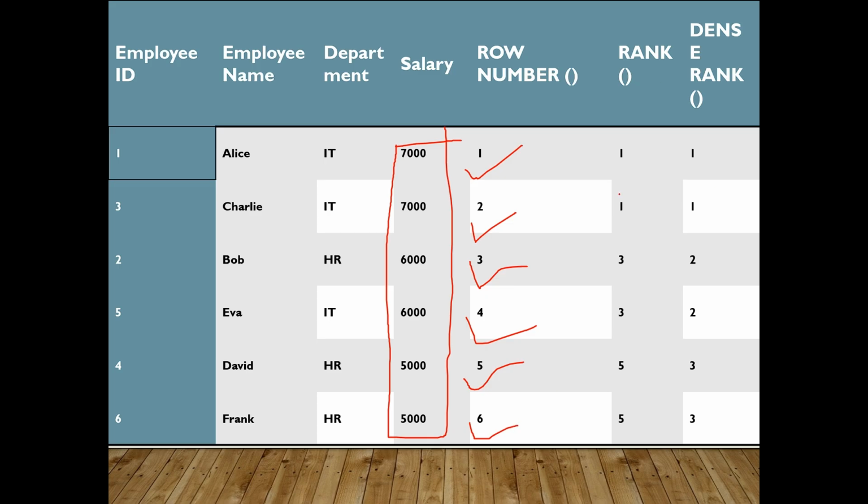In RANK, here you have seen 7,000 repeats two times, so the rank is showing 1, 1. And 6,000 is coming on the third row, so that's why it is showing as 3 here. Again, this is the fifth row for us, so that's why it is starting from the fifth.